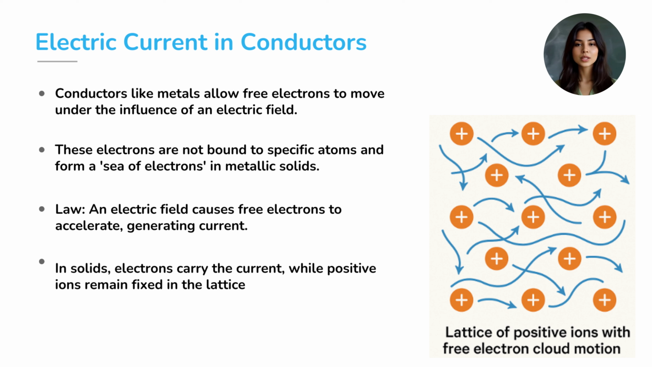Let's go deeper. What actually carries this current in a solid? In metallic conductors, some electrons aren't tightly held by atoms. They're free to move around. Imagine a sea of electrons floating in a metal lattice. When you apply an electric field, these electrons get a push. They drift in one direction, even though they keep colliding with atoms. Law: an electric field exerts force on free electrons, causing them to accelerate and create current. So in solids, it's the negatively charged electrons that do the moving. The positive ions just stay put, forming the rigid structure.